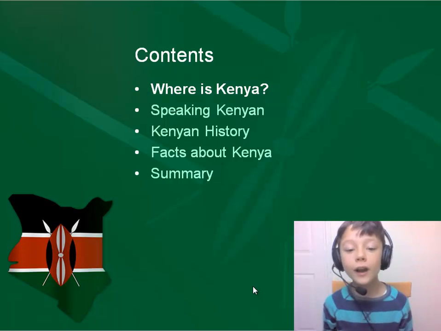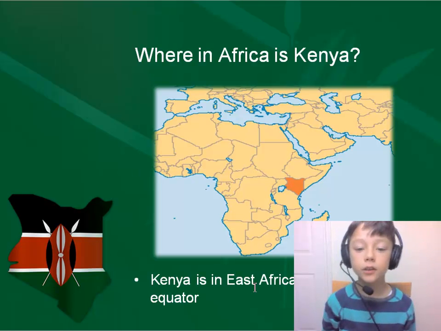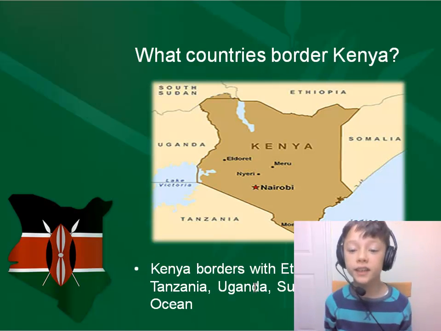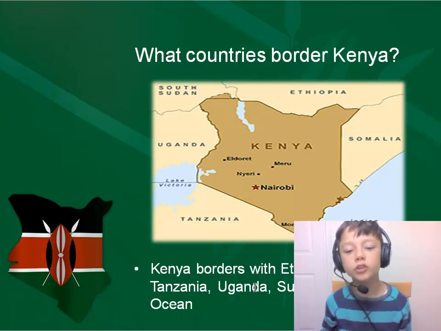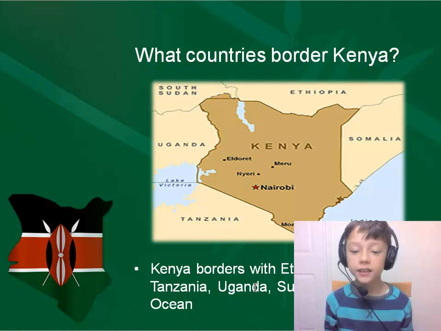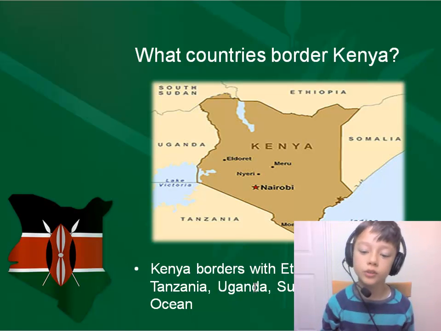Okay, first of all, where is Kenya? Well, Kenya is in the east of Africa and sits on the equator. What countries border Kenya? Well, Kenya has a wide range of countries that border them. Ethiopia and Sudan, South Sudan to the north, Uganda to the west, Somalia to the east, and Tanzania to the south. But it also has the Indian Ocean that borders them as well, which is the hottest ocean in the world.